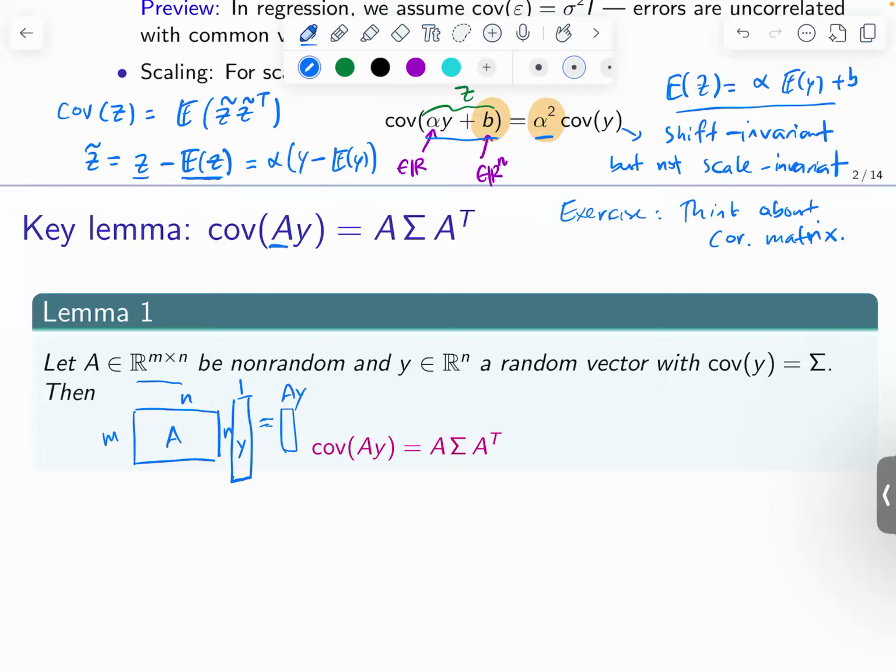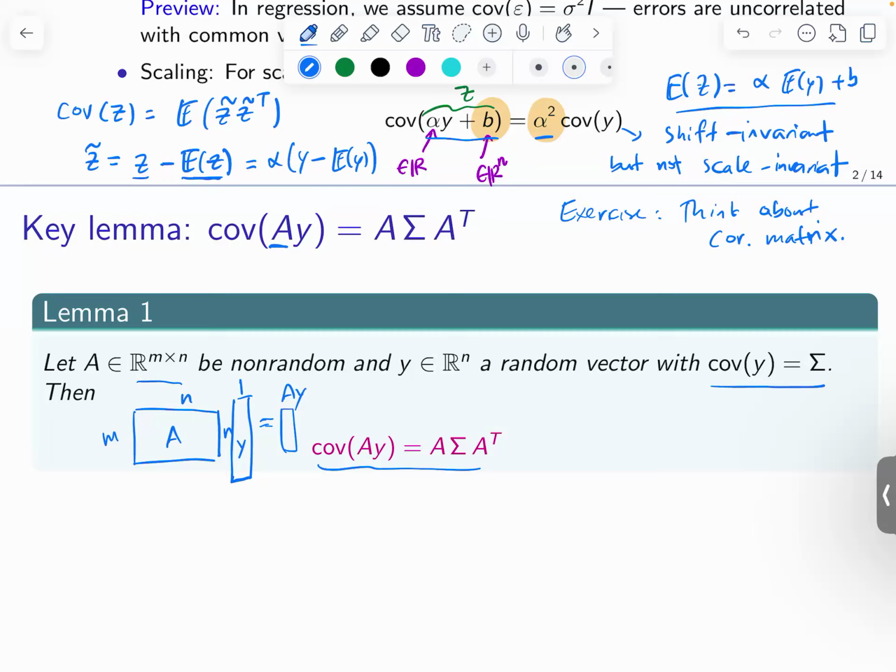It has a covariance matrix, and you can ask what the covariance matrix of this random vector is, and whether it has any relation to the covariance matrix of y. The formula we have is this nice formula: the covariance of Ay is A times the covariance of y times A transpose. Let the covariance of y be sigma. Then the covariance of Ay is A sigma A transpose.